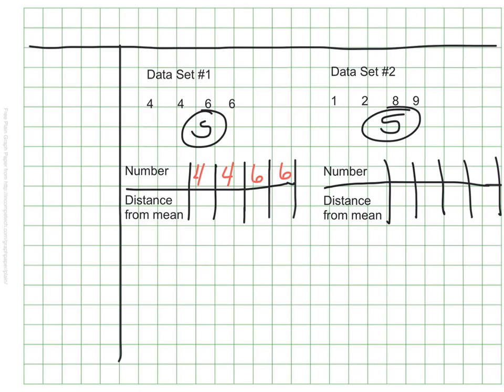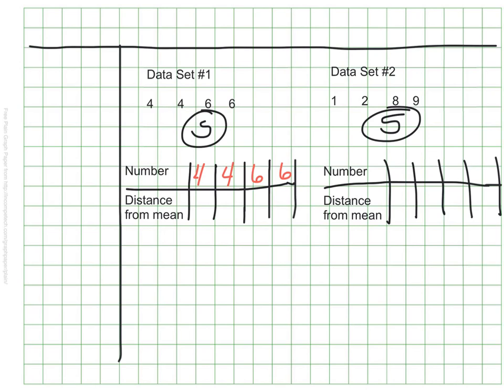I filled in the numbers from the first data set into my table. Now I want to find the distance of each of those points from the mean. Now, we don't care if it's smaller than or more than the mean. We just want to know how far it is. That's what it means when we call it absolute. We'll work with that term more in other units this year.